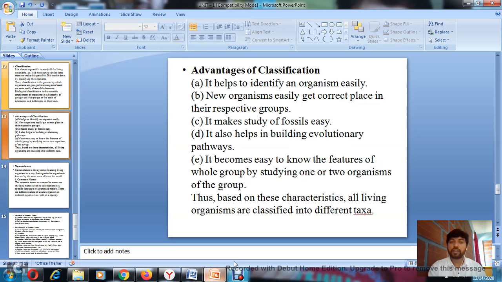Then the advantages of classification. Till now we have understood all the characteristics, and we have covered classification and identification.